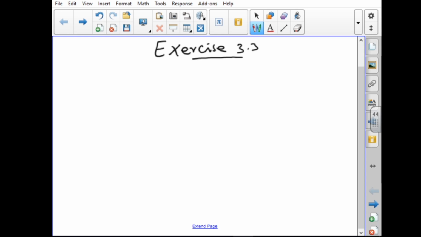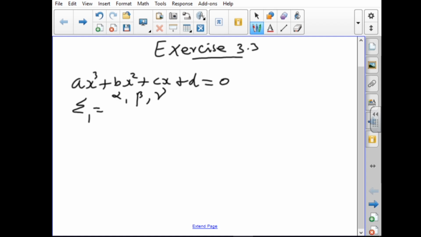So before getting into the exercise, we will recall what we have seen in the previous class. If you consider a cubic equation, ax cube plus bx square plus cx plus d is equal to 0, which is the general form of a cubic equation. We have seen that if alpha, beta and gamma are the roots of this cubic equation, then sigma 1 is equal to alpha plus beta plus gamma, which is equal to minus b by a.